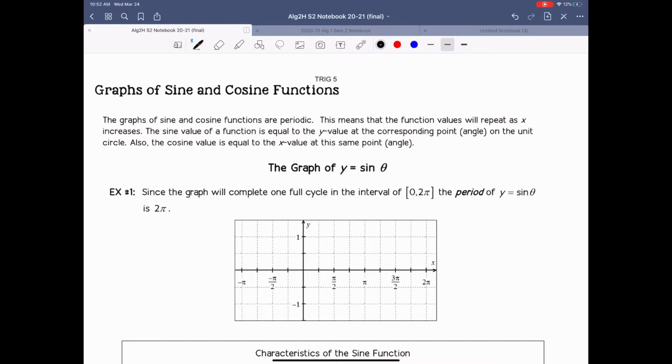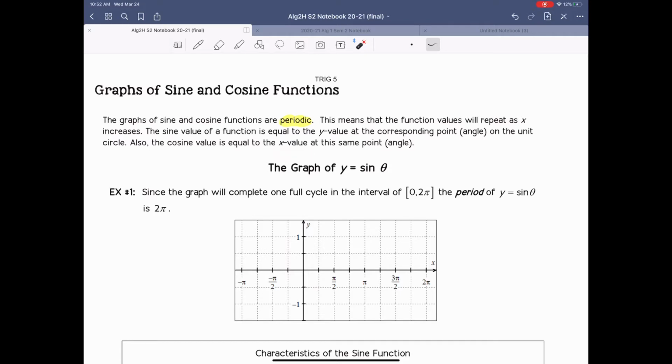The graphs of sine and cosine functions are what we call periodic. And what periodic means is that the function values will repeat as x increases. Now, you might recall from trig lesson number 3 that the sine value of a function is equal to the y value at the corresponding point or angle on the unit circle. Additionally, the cosine value is equal to the x value at the same point on the unit circle.